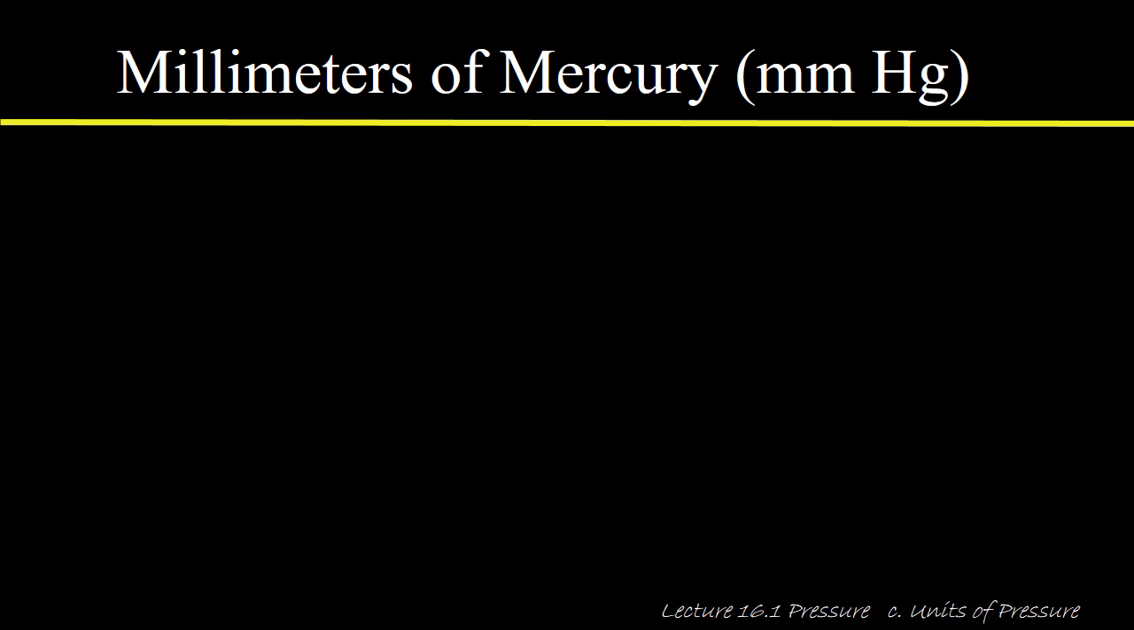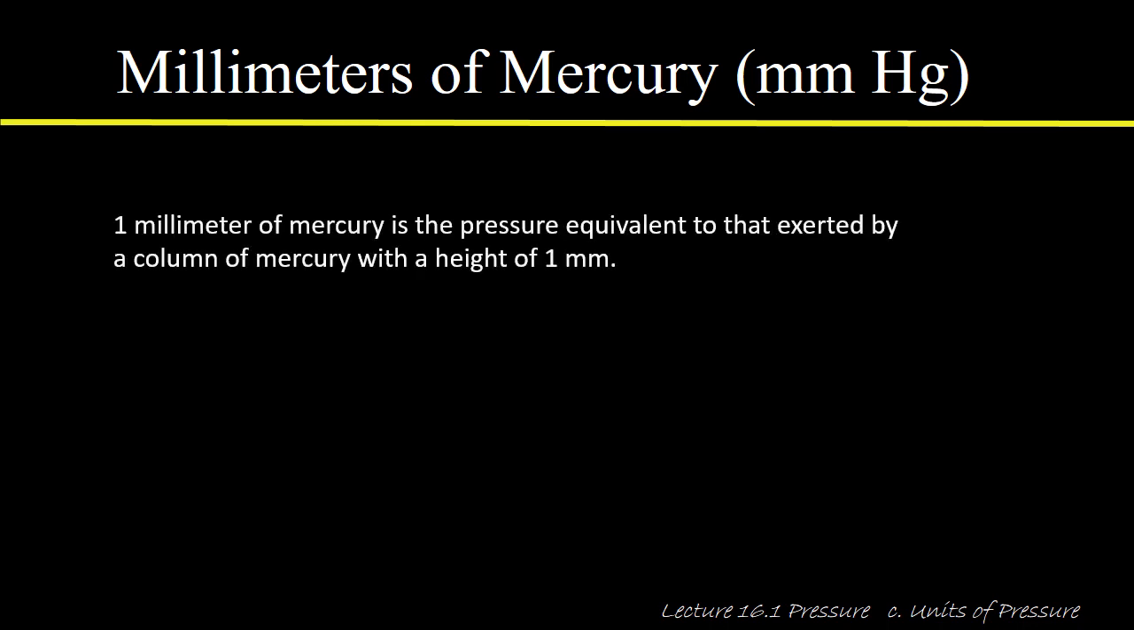Okay, the next unit is millimeters of mercury, and of course, this unit comes from use of the barometer, relating pressures back to barometric measurements. And the pressure, millimeters of mercury, is just the pressure that would be exerted by a column of mercury that's 1 millimeter high. It's pretty simple. The meaning of the unit is pretty much just in the definition of the unit.